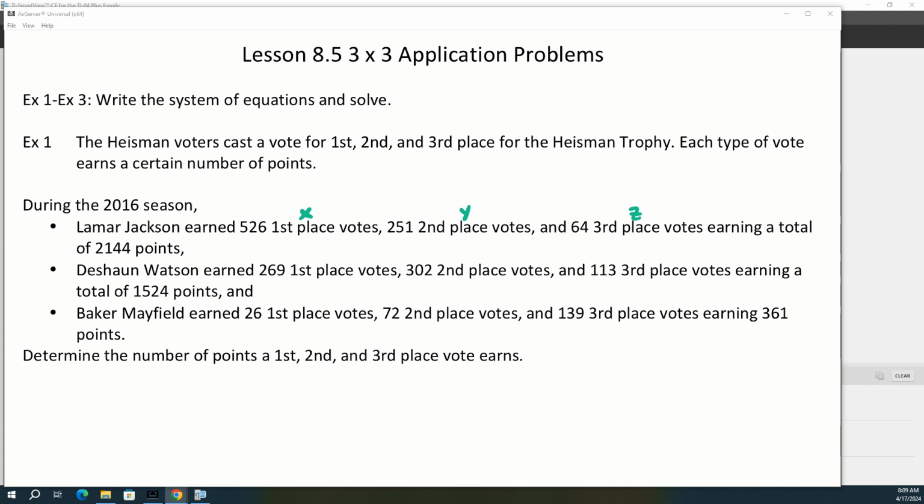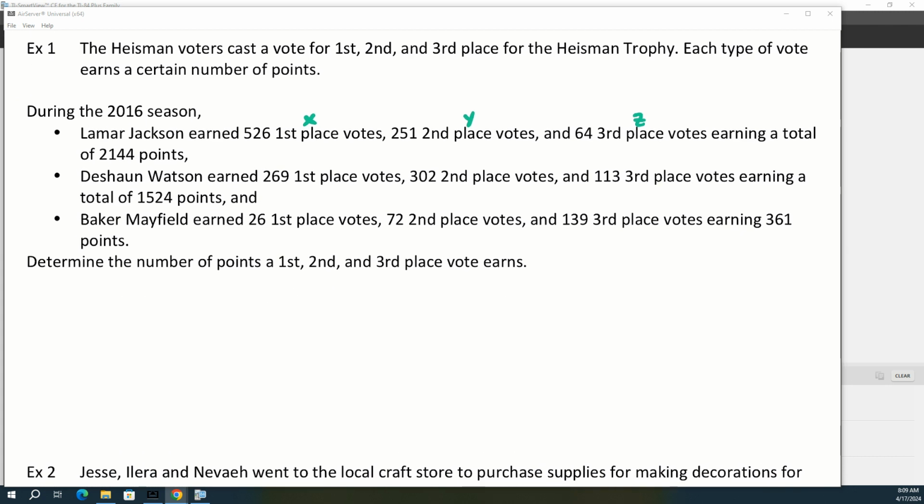All right, so I'm going to write an equation for Lamar Jackson. His total points would be 256 times X, which is the number of points for first place, plus 251 times Y, plus 64 times Z, and that should equal his total number of points in the votes. Now you go ahead and take that same format and write an equation for Deshaun Watson and an equation for Baker Mayfield.